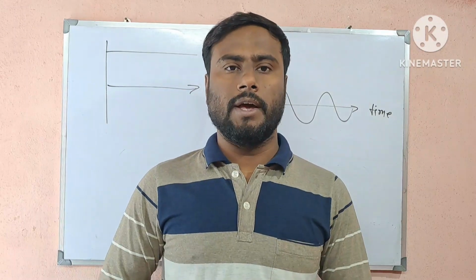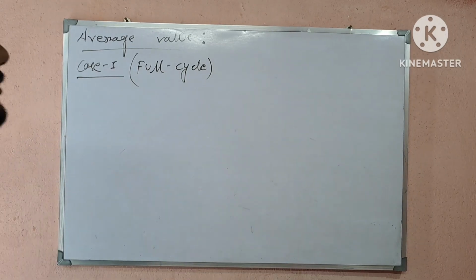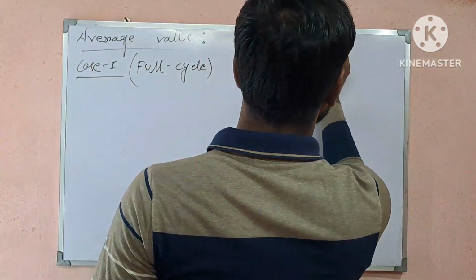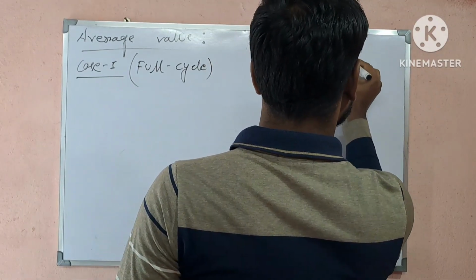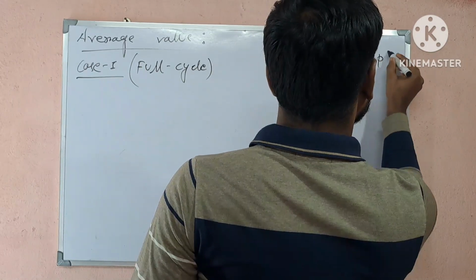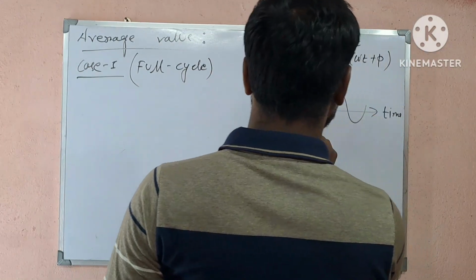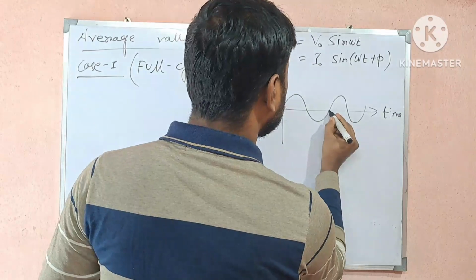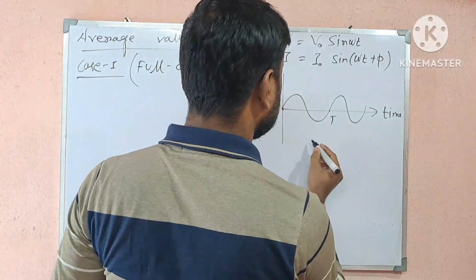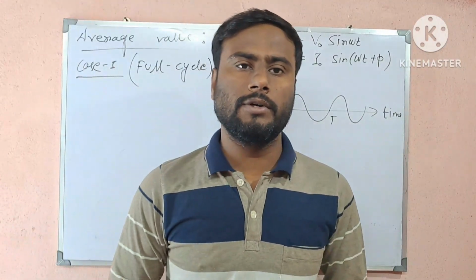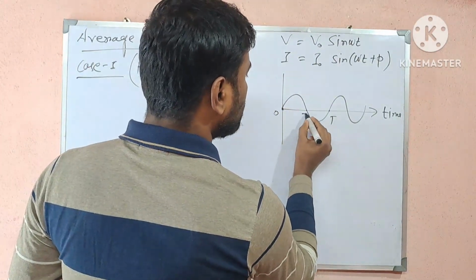Now we will calculate the average value. So the average value in a full cycle. What is the meaning of full cycle? As we know, for an AC signal, the voltage is represented by V naught sine omega t and current is generally represented by I naught sine (omega t plus phi). And if we plot them with respect to time, then that will be the graph. Full cycle means 0 to 2 pi. And here we plot it with respect to time, so that will be 0 to capital T. Capital T means time period, the time required to produce one complete wave. And that thing is known as half cycle: 0 to T by 2.